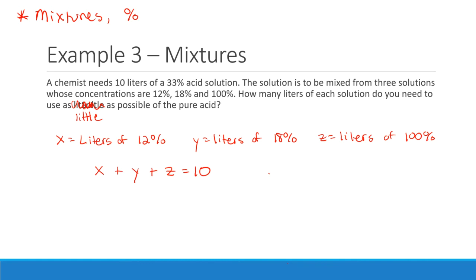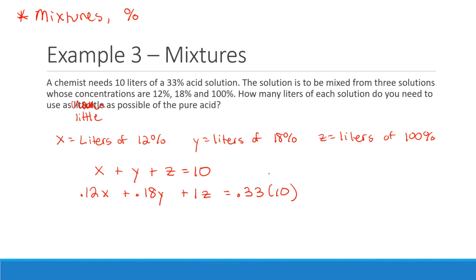The second equation in an example like this always utilizes the percents. You basically take your total equation and multiply it by the percents. So that'd be 0.12 X plus 0.18 Y plus 1 Z, and then we need 33% acid, so I need to multiply that 10 by the 0.33. So for mixtures, anything with percentages, the first equation is the total, the second one involves the percents. Now we need 3 equations here. We have only 2, so this is not enough to solve the problem.